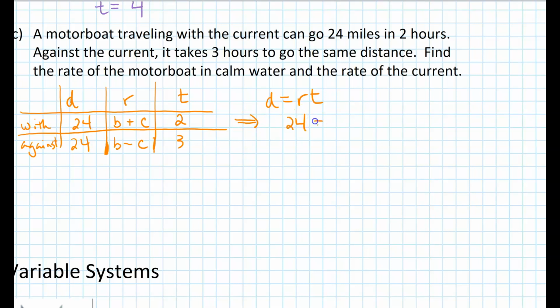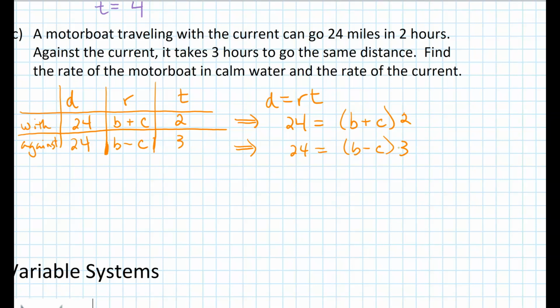24 equals B plus C times 2. Remember that rate is one single term, so we've got to put the parentheses around the B plus C. What's my next equation? 24 equals B minus C, in parentheses, times 3. Do we see multiple ways to solve this 2-variable system?